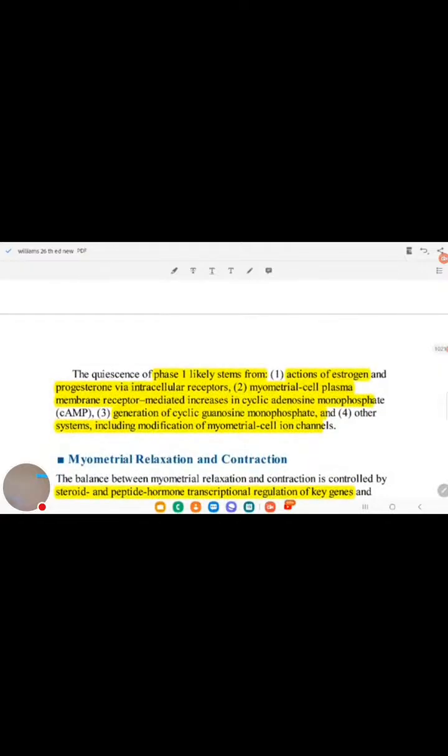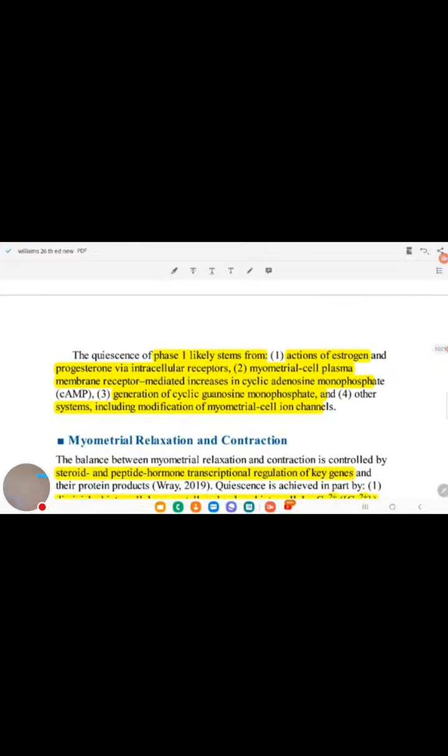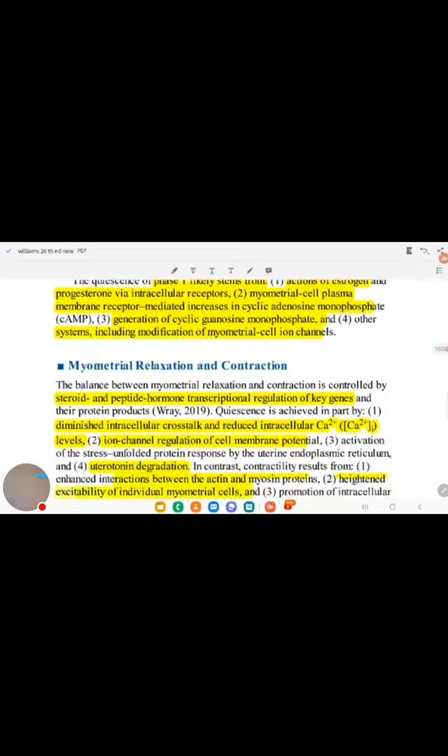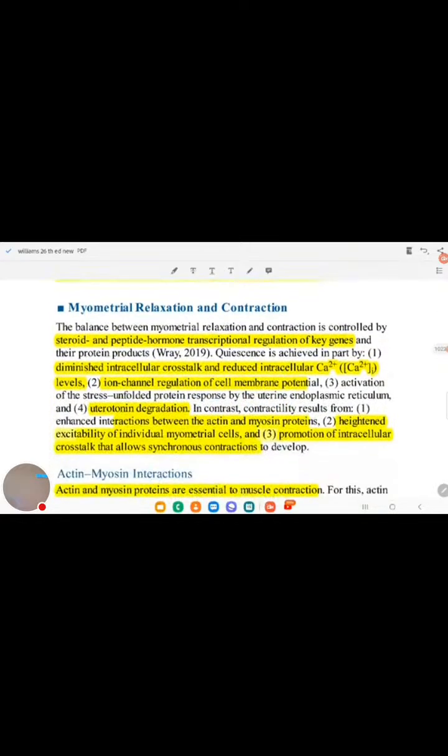The question stems from the factors and actions of estrogen and progesterone: by intracellular receptor, myometrial cell plasma membrane receptor mediated increased cyclic AMP and generation of cGMP, and other systems including the myometrial cell ion channel. First one is myometrial relaxation and contraction.